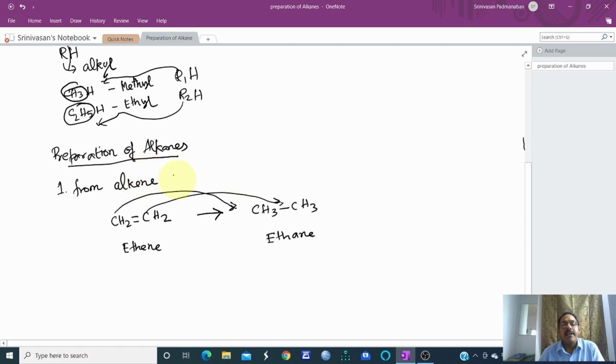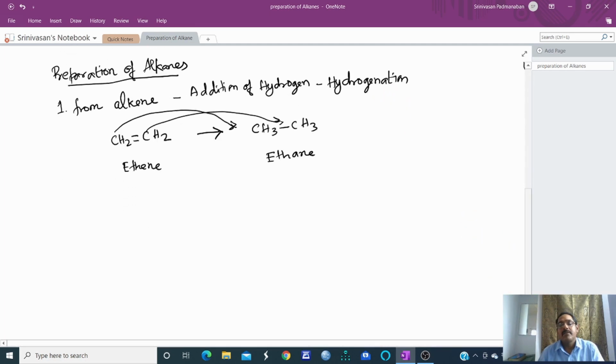Since we are adding hydrogen, it is addition of hydrogen. This reaction is called addition of hydrogen. If you add hydrogen, you'll be getting an alkane. It is otherwise called a hydrogenation reaction. This is how the reaction takes place.